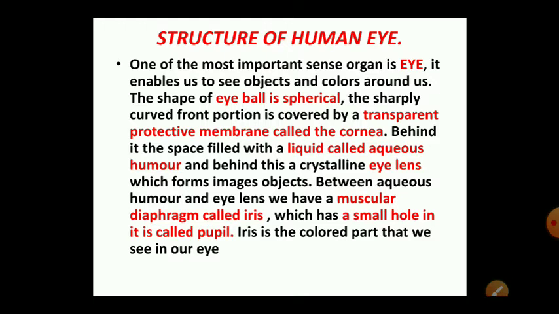Behind the cornea, the space is filled with a liquid called aqueous humor. Behind the aqueous humor there will be a crystalline eye lens which forms the images of the objects which we see. Between the aqueous humor and eye lens there is a muscular diaphragm called iris. The colored part in our eye is the iris, which is unique for a person. In the iris there is a small hole that is called the pupil.